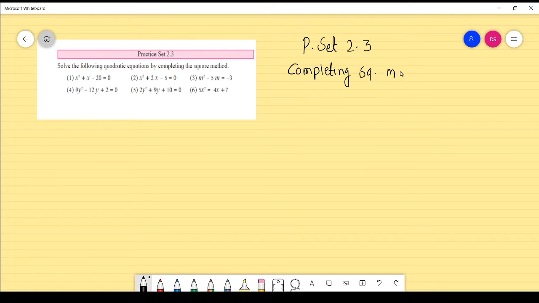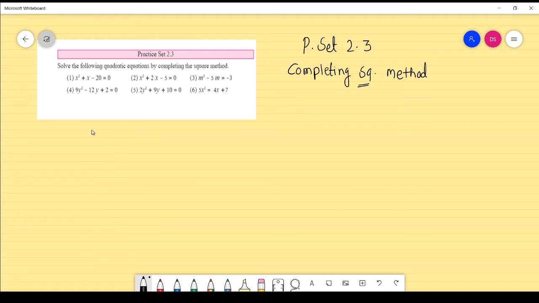Why is this particular method named the completing square method? Because while solving that quadratic equation, we get a complete square. So that's the reason this method is named the completing square method. How to solve those different kinds of quadratic equations with the help of the completing square method, that we'll see in today's session.